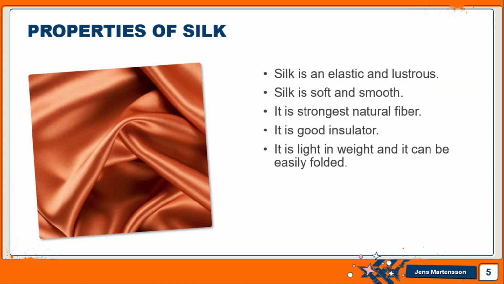Now comes the properties of silk. A very interesting property of silk is that it is elastic in nature. Elastic means it is flexible, and it is lustrous. Silk is soft and smooth. It is the strongest natural fiber. Its strength has been compared with steel. You will see in the books that silk is as strong as steel. It is a good insulator, it is light in weight, and it can be easily folded.